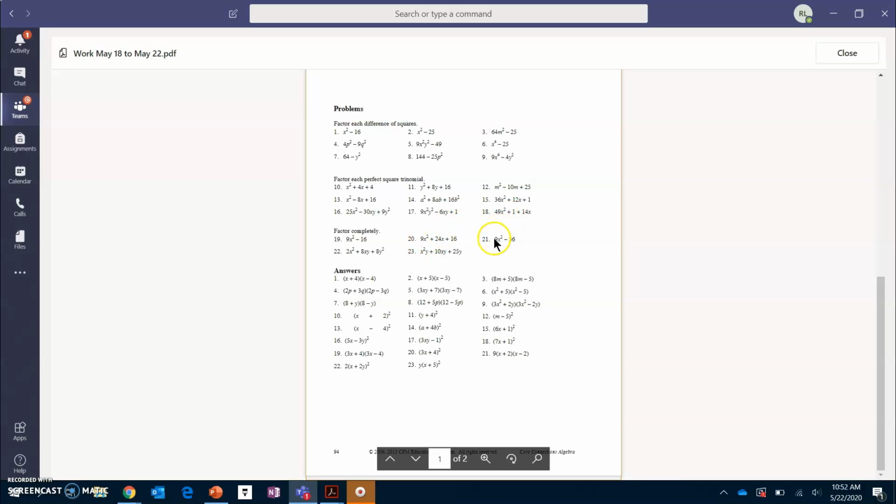But here, 9x squared minus 36, 9 goes into 9, and 9 goes into 36. So you could pull out that 9, and you'll see that's reflected in your answer down here. You see how there's that 9 on the outside of the parentheses? Just like for 22, they're all even numbers, 2, 8, 8, so we could take out a 2. That's why we see a 2 on the outside of the parentheses for our answer here. So to move on to the actual problems.